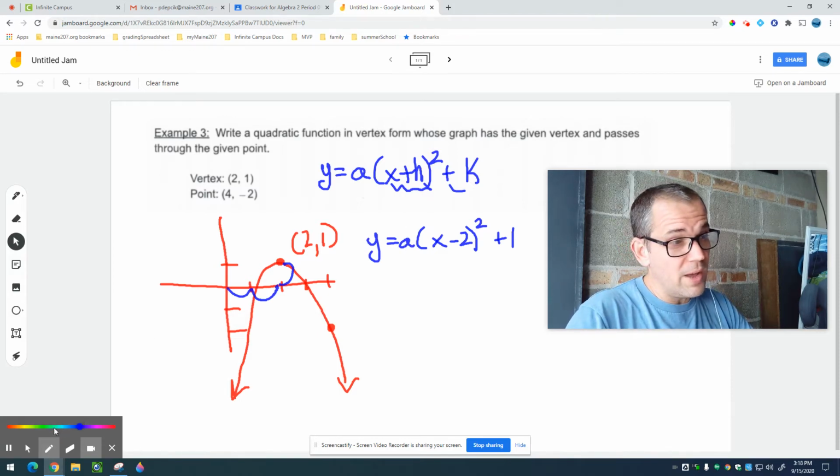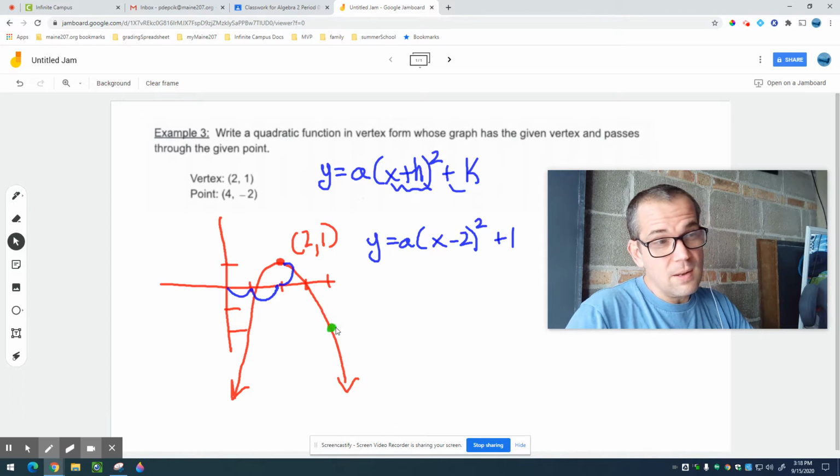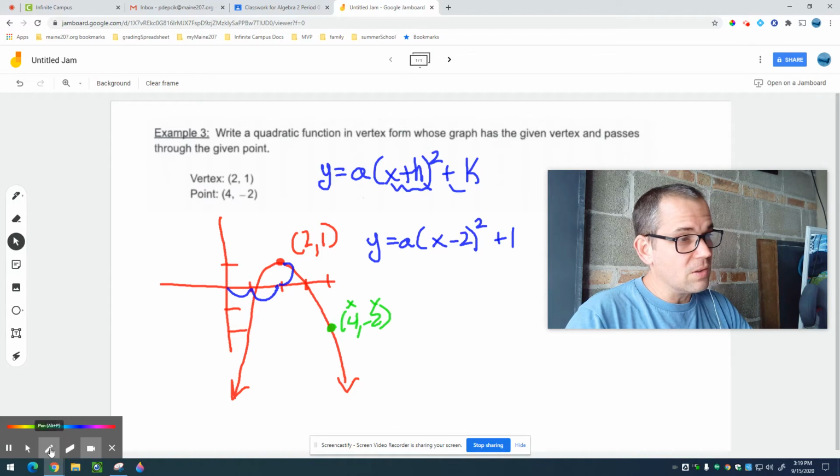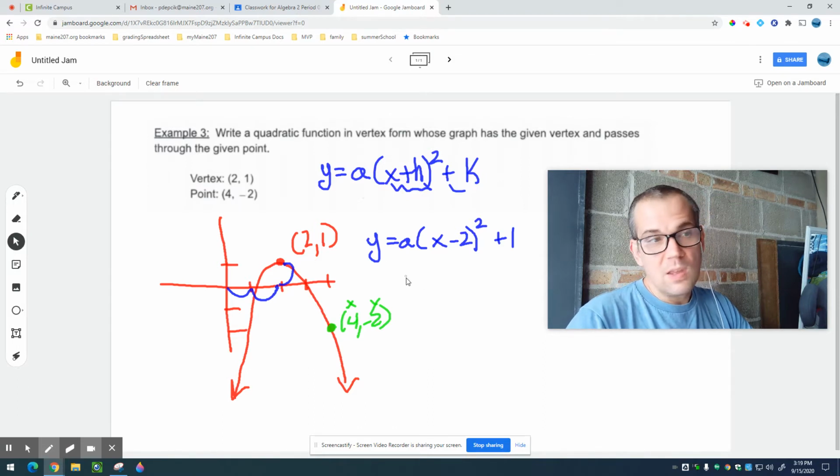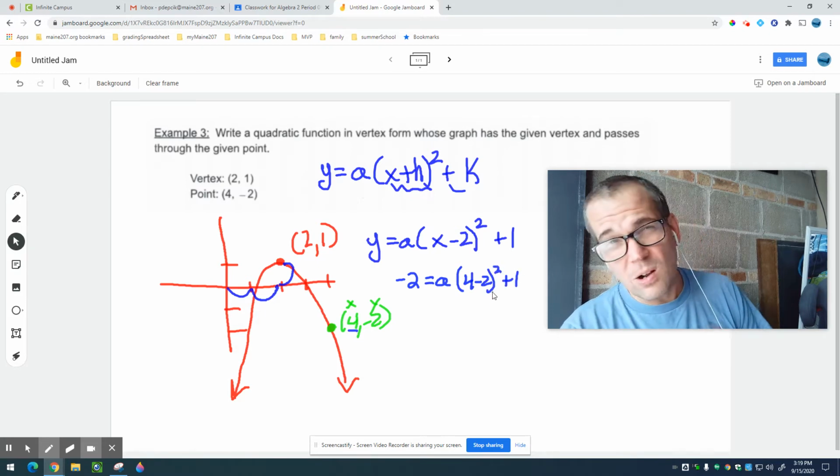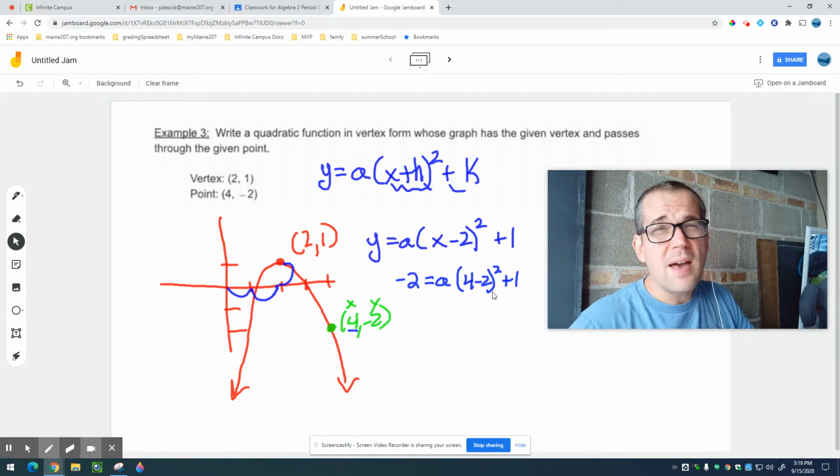So here's where I'll go ahead and grab this other point. I know this point has the coordinates (4, -2). So this is the x, this is the y. So I'm going to take this equation that I got based off of shifts, and I'm going to replace the y with the y value and the x with the x value. So that's going to look something like this: this is the y value, equals a, I don't know what, times this is the x value, minus 2 squared, plus 1.